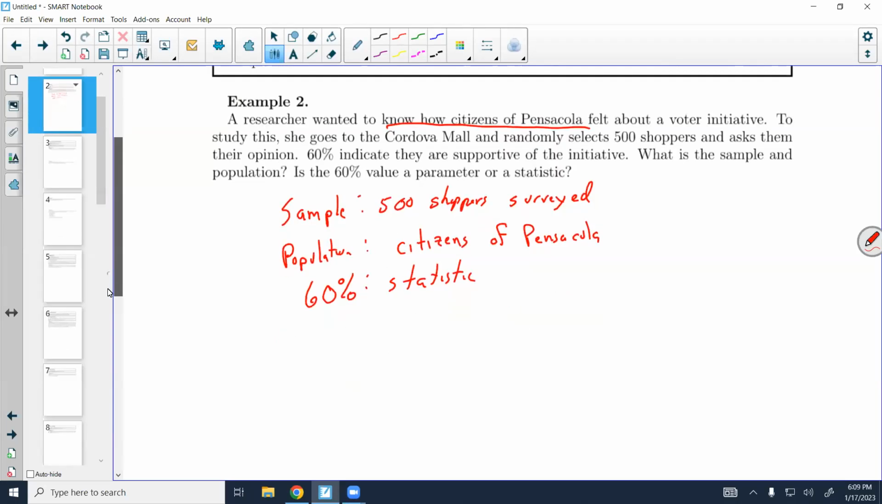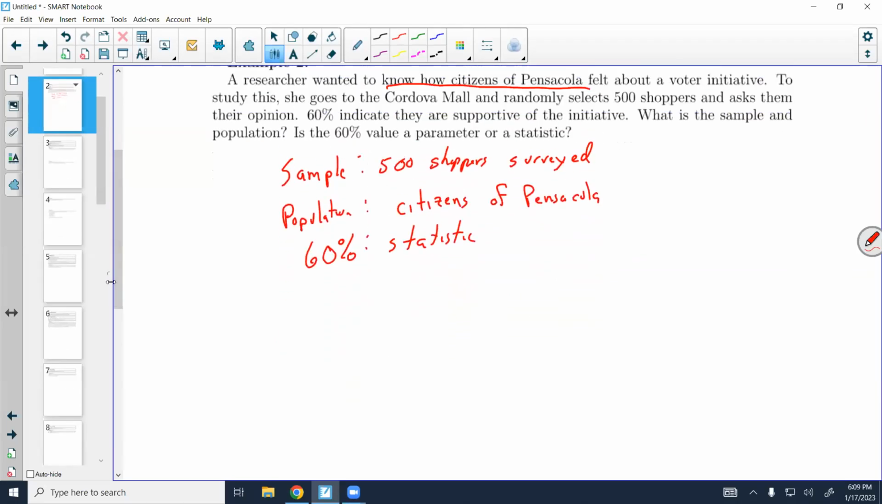Any questions so far? Yep. Sample is the 500 shoppers we surveyed. The population is the citizens of Pensacola. And the 60% is a statistic. Say that three times fast.